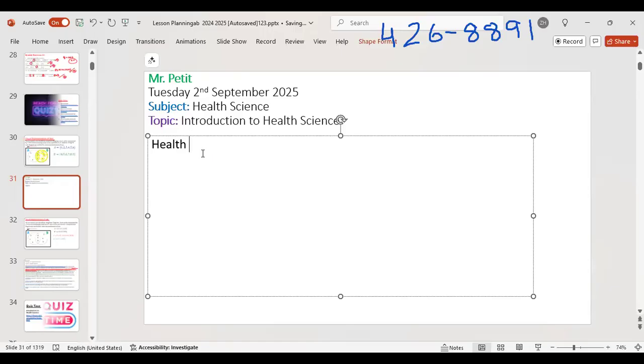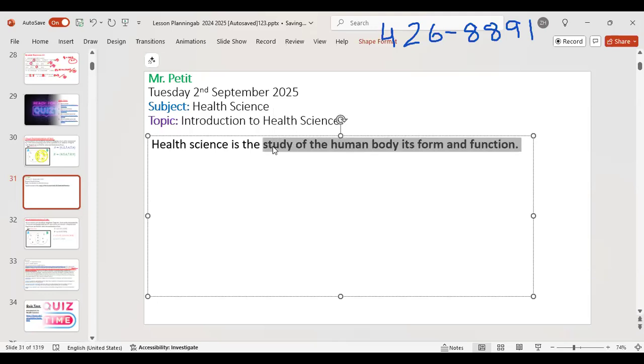So we're looking at health science. Health science is the study of the human body, its form and function. All right, so if you're talking about the human body, that's health science. So what is health science the study of? The human body.